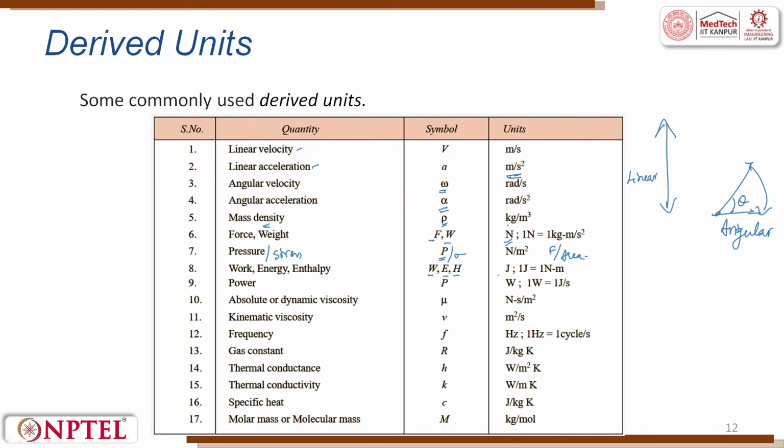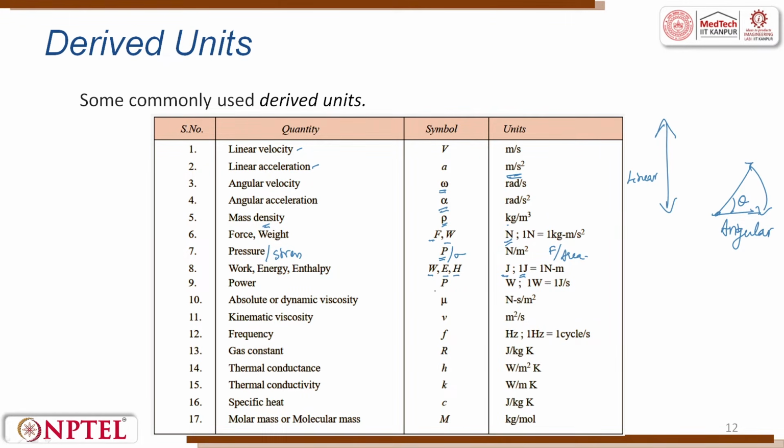So, work can be expressed in joules, energy also in joules, enthalpy also in joules. You see, I can express joules in Newton meter. Now if you look at it, Newton comes from the force and meter comes from the length scale. So, this is a derived unit. In engineering we use all those things.